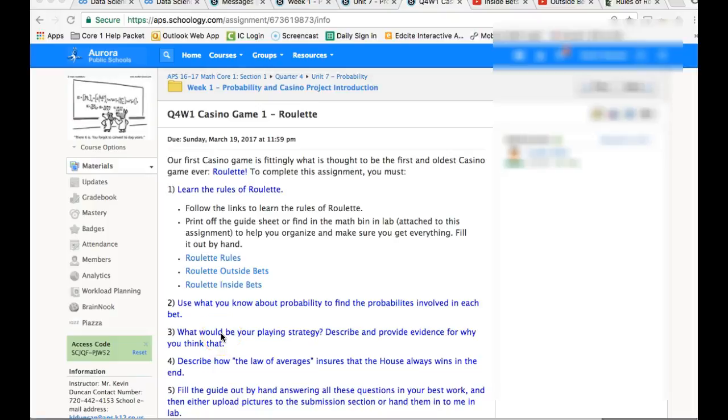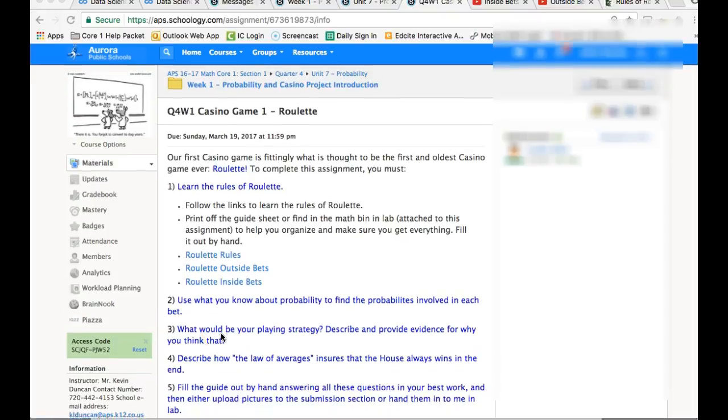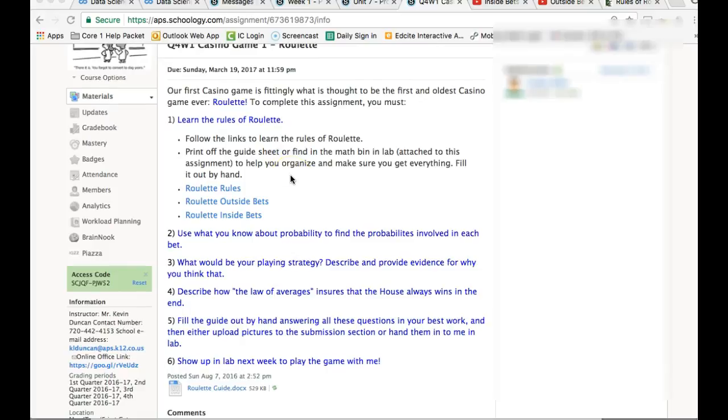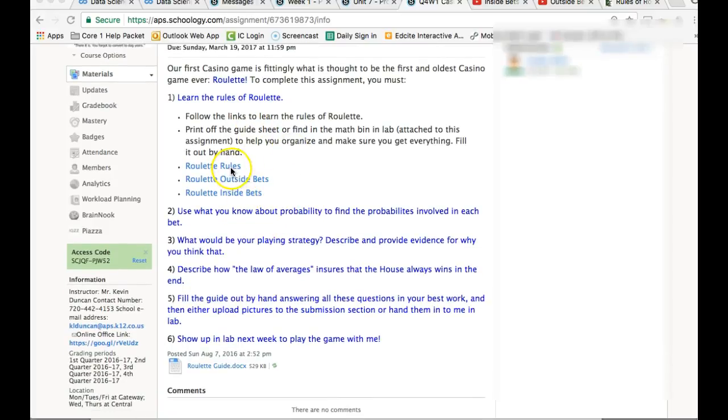So the first game is going to be Roulette. It's a fitting first game because it was thought to be the first and oldest casino game ever. So what we're going to do is learn the rules to the game. How you're going to do that is by getting your guide, which should be printed out in the lab, or you can print it out yourself down here.